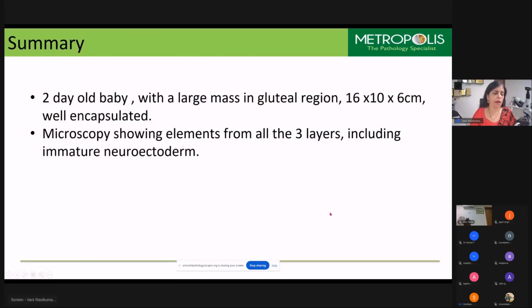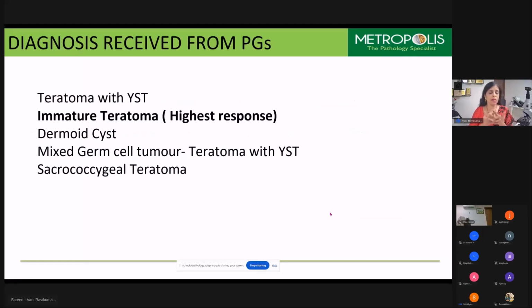Now, we know we are dealing with some kind of a teratoma, and we saw all the 3 layers. But what is the correct term to give this? We received an overwhelming 153 responses from the postgraduates and consultants. It was indeed overwhelming, and we had to sit and go through all of them. The teratoma with yolk sac tumor, immature teratoma, that was the highest number of responses. I'm very happy that most of you have given almost the correct diagnosis of the immature teratoma, dermoid cyst, mixed germ cell tumor, that is teratoma with yolk sac, and a sacrococcygeal teratoma.